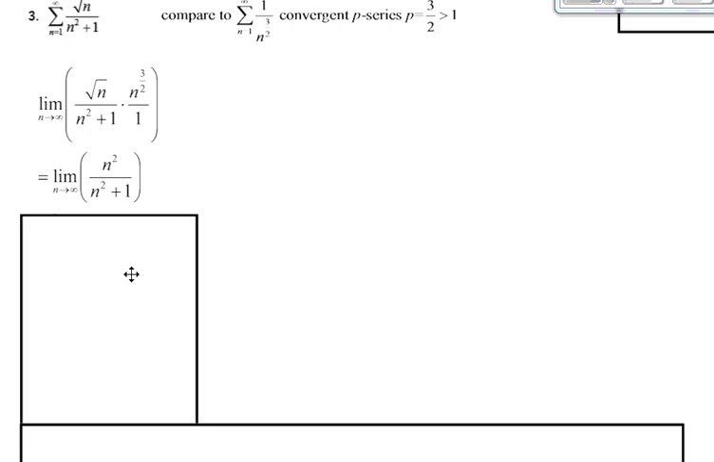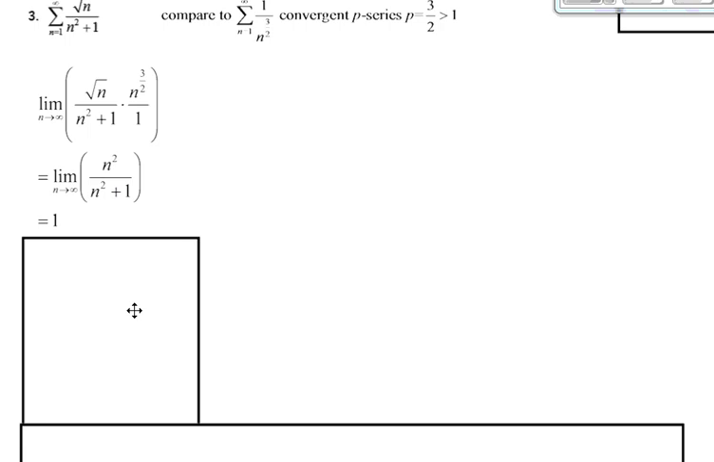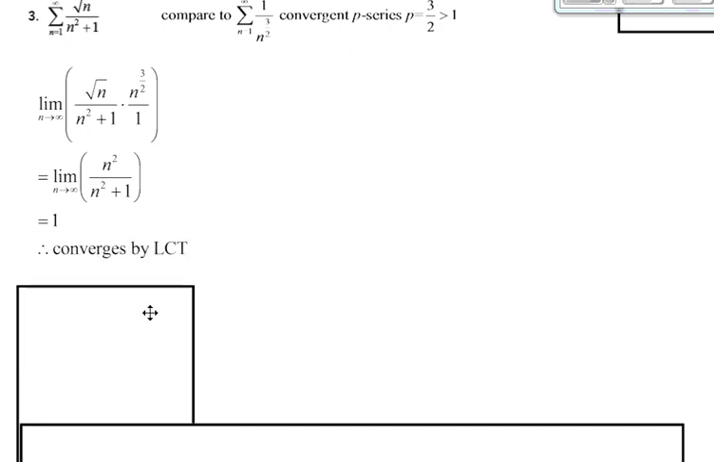Again, this is nice and neat. This is the same name again, so we get a finite number of 1. Therefore, it's going to do whatever the comparison series is doing. So the comparison series is convergent, therefore this series is convergent by the limit comparison test.